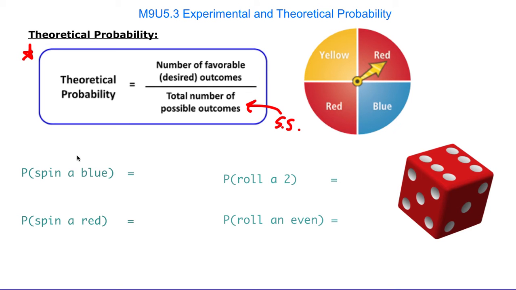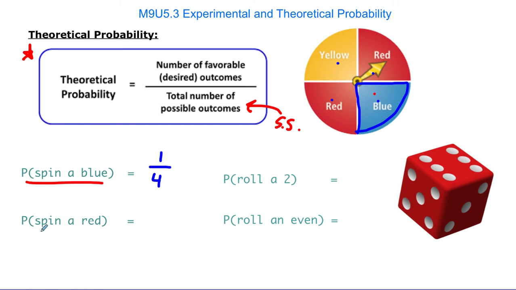So let's look at this one. If we want to spin a blue, well, let's see. There's one blue section, right? This is, let's do it in blue. This is what we want, and there's only one of them that we want out of the 1, 2, 3, 4 possibilities, right? So the probability to spin a blue is 1/4 or 0.25 or 25%. They're all the same thing.